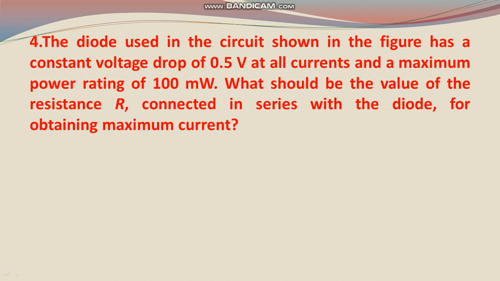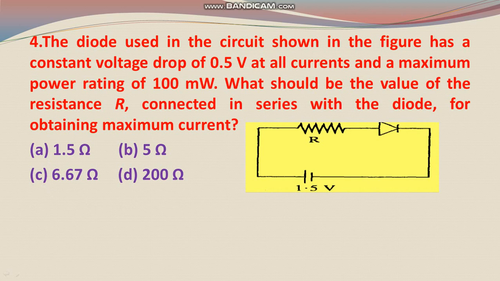Next, the diode used in the circuit shown in the figure has a constant voltage drop of 0.5 volt at all current and maximum power rating of 100 milliwatt. What should be the value of resistance connected in series with the diode for obtaining maximum current? So diode, its potential drop is given 0.5 volt, so total is 1.5 volt. So the potential drop across R is 1 volt, and the power rating of the diode is given. Taking the help of power rating and potential, it is possible to find out current.